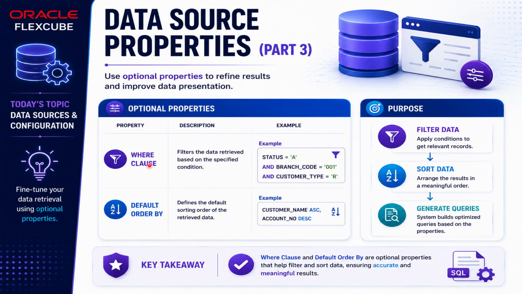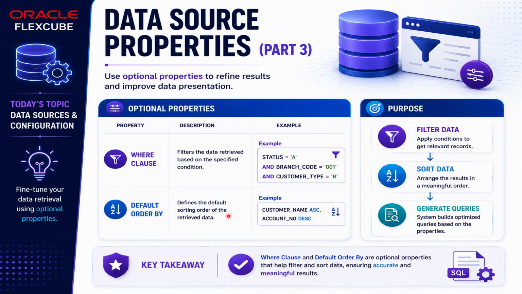Data source properties Part 3. Where clause and default order by are optional data source properties. The where clause is used when only selected records from a data source are required. The keyword where should not be included while entering the condition. During query processing, this condition is added to the generated query logic.